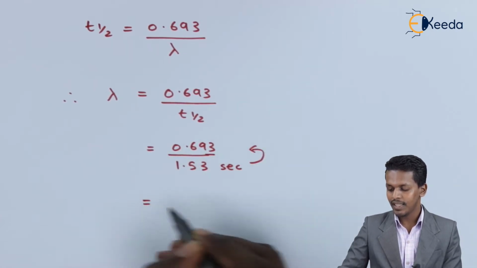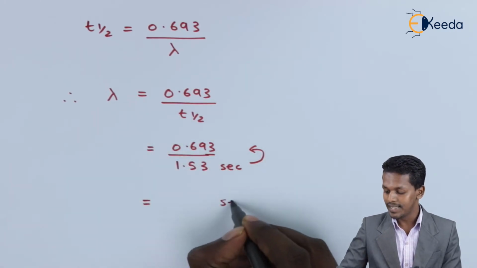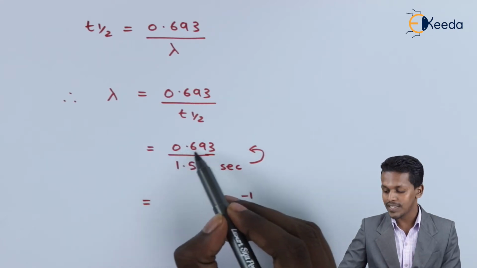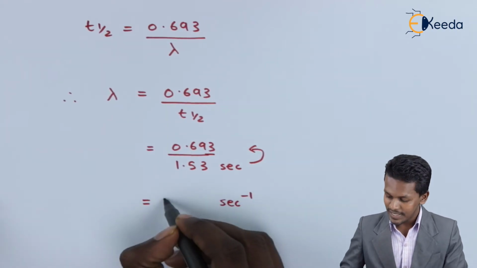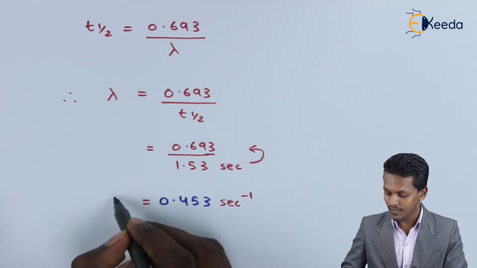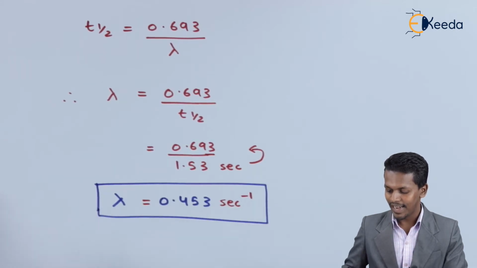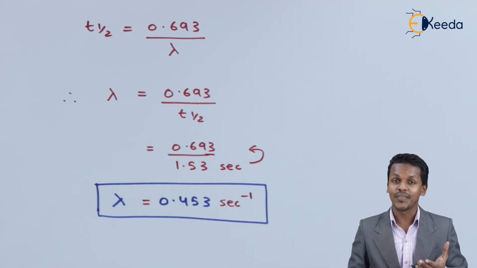That means the decay constant will be in second inverse. So let us see what answer we get if we divide 0.693 by 1.53. So here we'll get a value of 0.453 second inverse for the decay constant, lambda. And once we have this value of the decay constant, we can easily calculate the time required to go from a particular N0 to N.